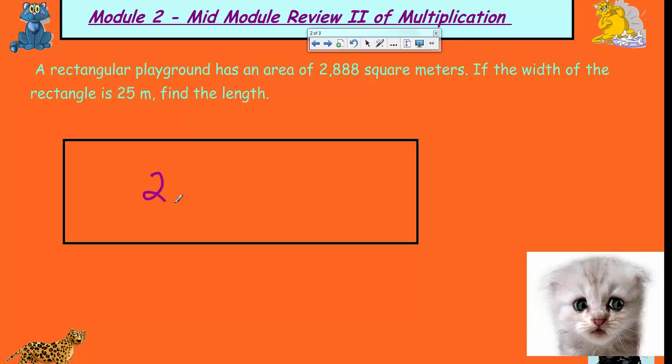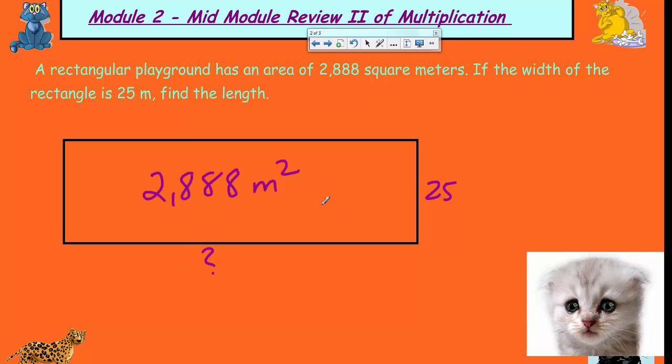We're basically saying that the area, that's what's on the inside, is going to be meters squared. And I'm going to do this instead of writing the square meters a little bit faster. Now it says the width of the rectangle, and we'll say this is 25. Okay, but we just don't know what the length is. Pretty easy, considering we know that area equals length times width.